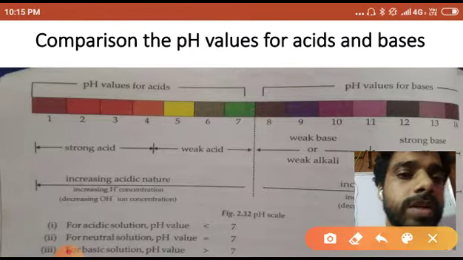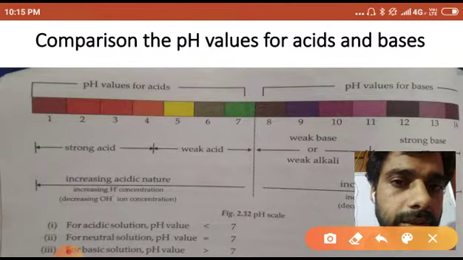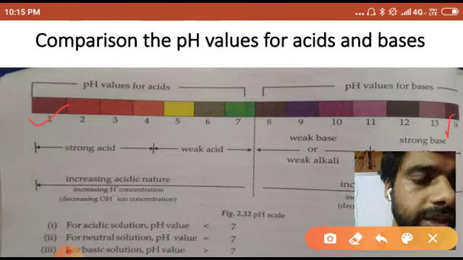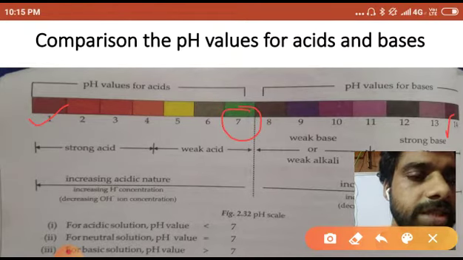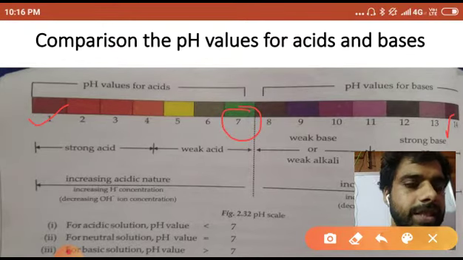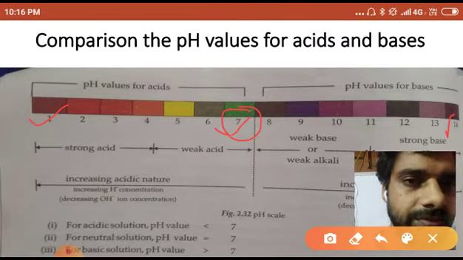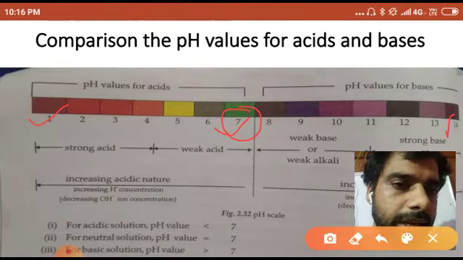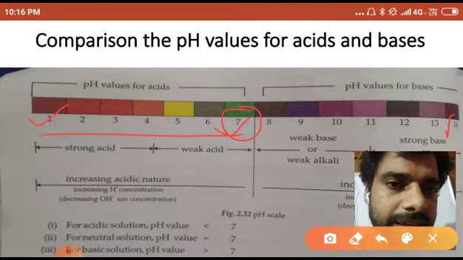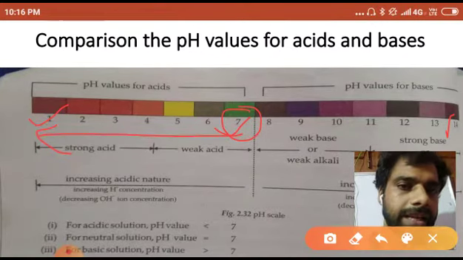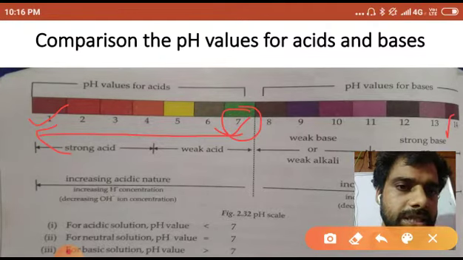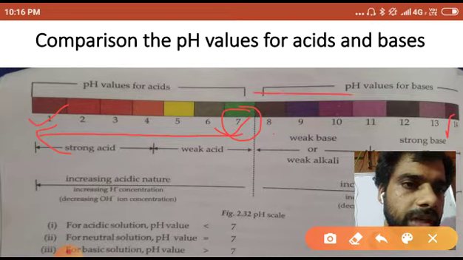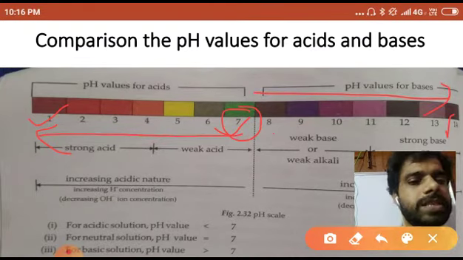You can see, dear student, this is a scale that starts from 1 to 14. On this side, 7 is the neutral point. 7 is the neutral point, and its color is green. This one is called the pH scale. So from 7 to the left-hand side, the acidity will increase. As you go to the left-hand side, acidity will increase, and as you go to the right-hand side, the basicity will increase.